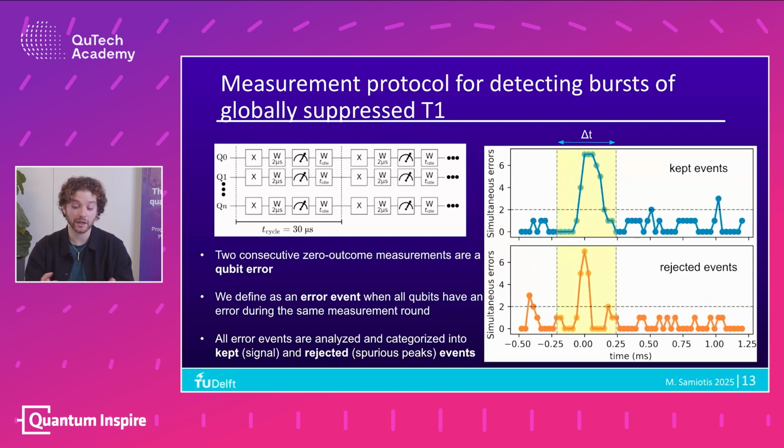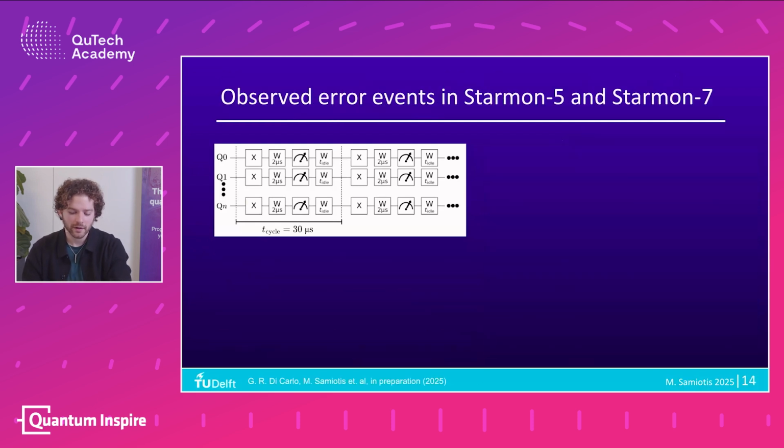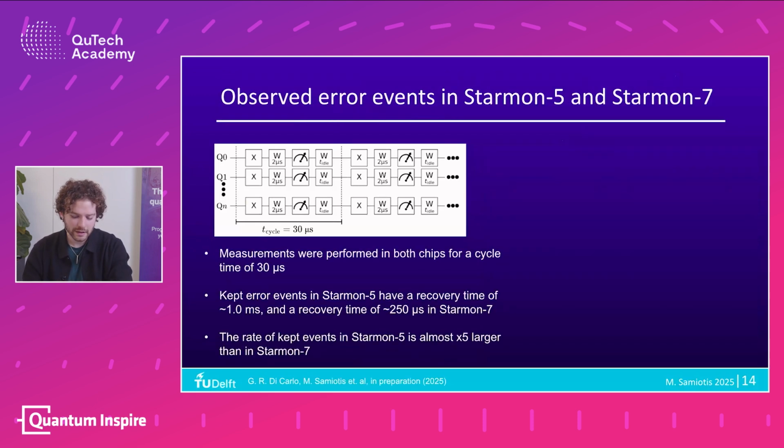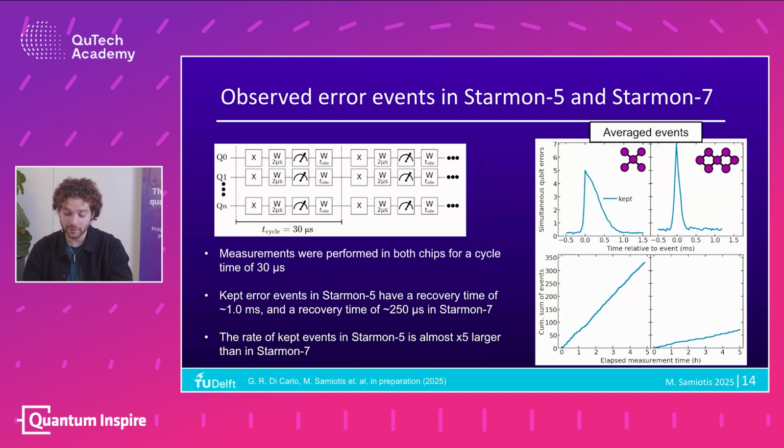And therefore, we reject such events. And we have studied, of course, the recovery time of these events. So here is the average. If we take all these events and we average them, we find the recovery time that is distinct for its device. So for Starmon 5, the recovery time is about a millisecond or so. And for Starmon 7 it is about 250 microseconds.